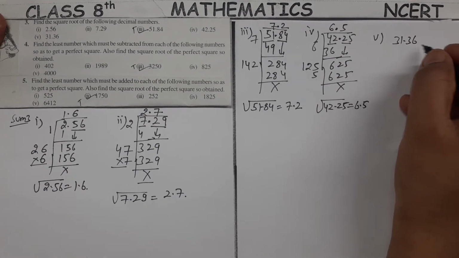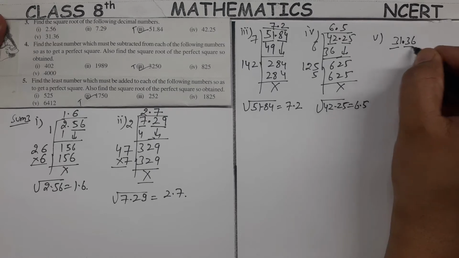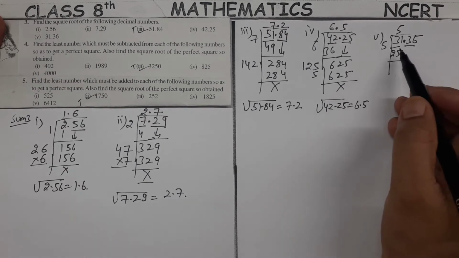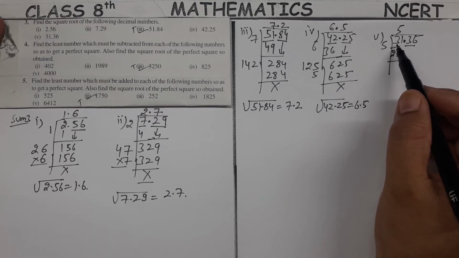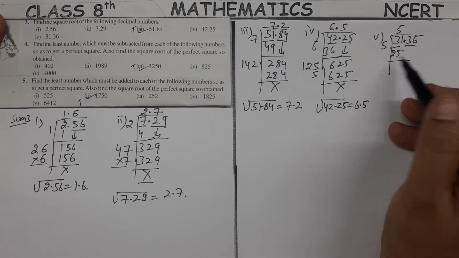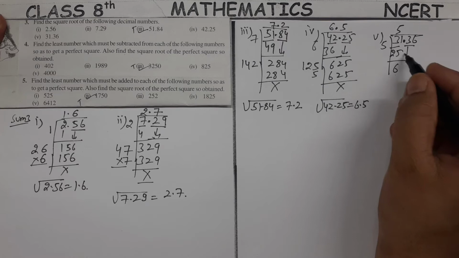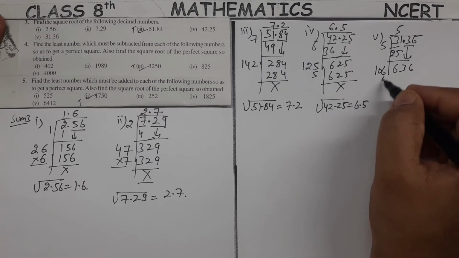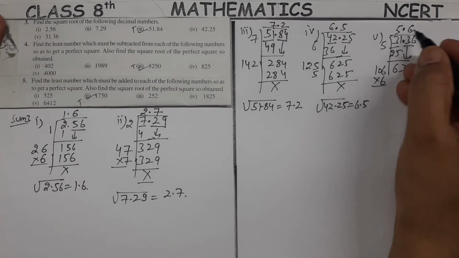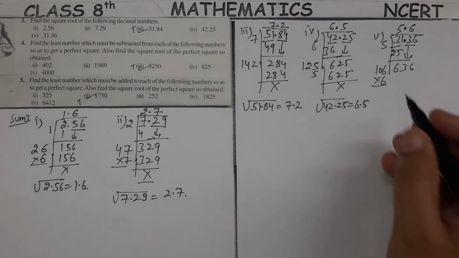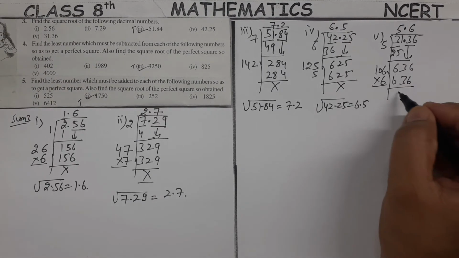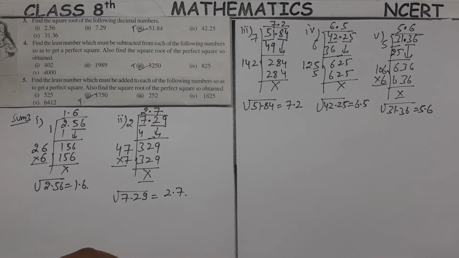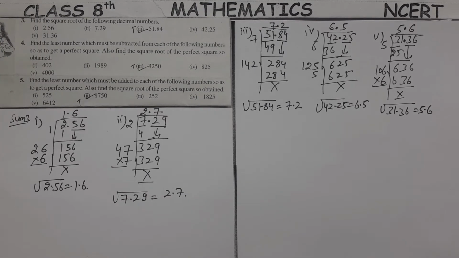Next, part fifth, 31.36. Pair after the decimal from here. 5 fives are 25. We have to take the square of a number which is either less than 31 or equal to 31, that's why 5 fives are 25. Subtract: 6. Pair 36. Double of 5 is 10. 6 we will put here, multiplied by 6, same number, and the same number we will write in the quotient. 6 sixes are 36, 6 ones are 6, subtract, remainder 0, hence the square root of this number is 5.6.